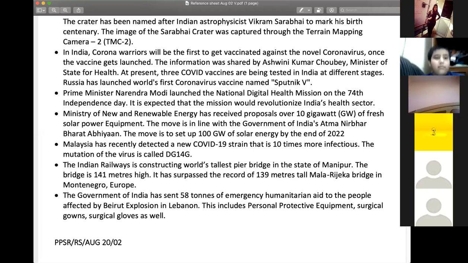You have to write the points or take out a printout and learn these points. With this, class 5B, we are done with our syllabus of GK as well.